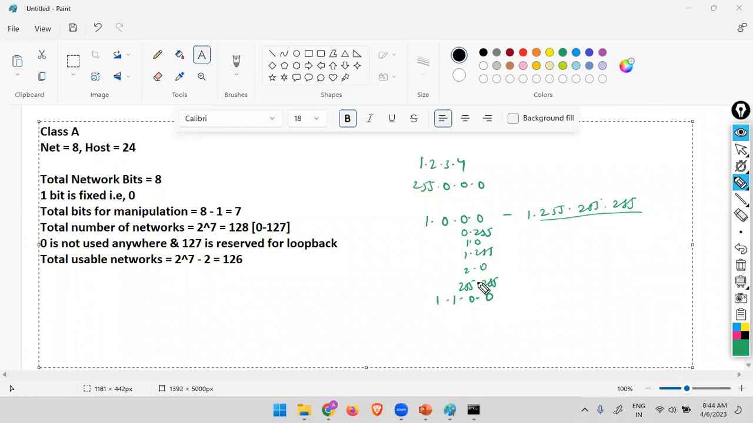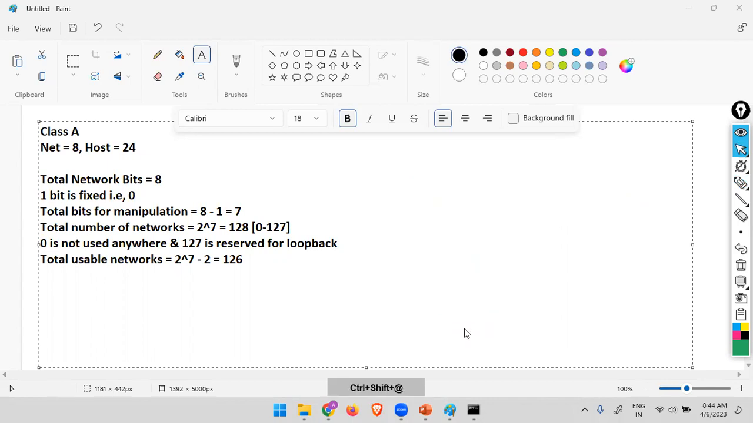Like this it will keep on increasing until 255.255.255. So we need to calculate the total number of addresses. From here to here, 256. Then again from here to here, 256. Again here to here, 256. Like this it will keep on adding multiple times. So we need to calculate this. And how do we calculate this?